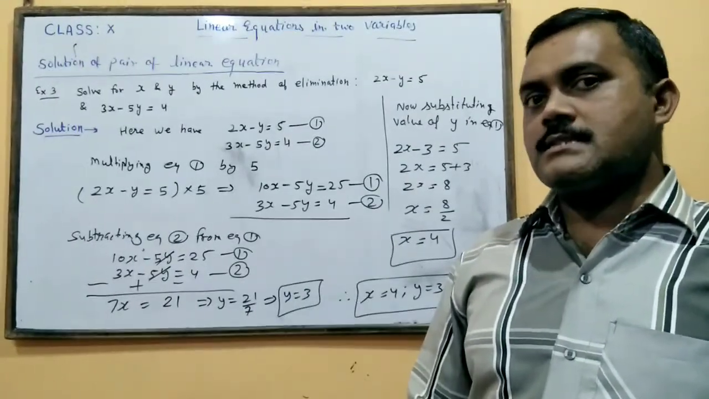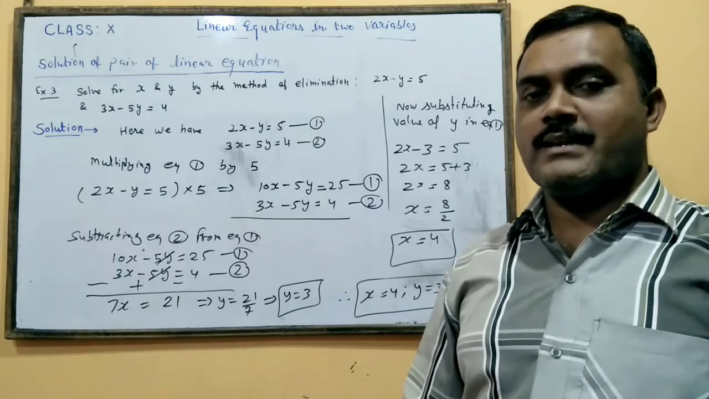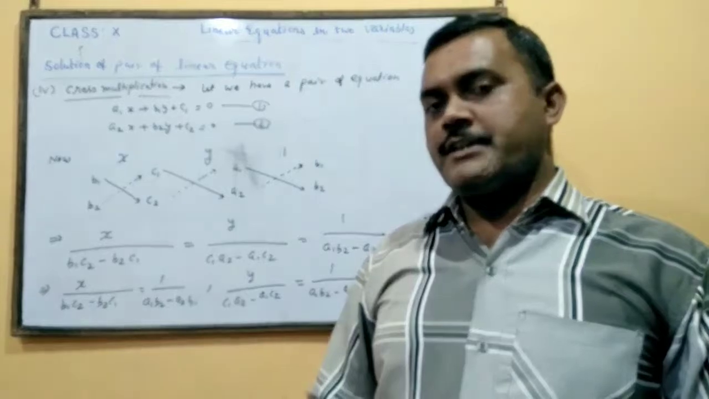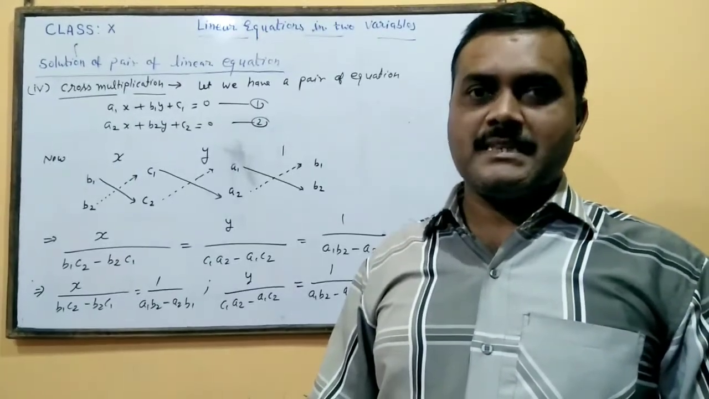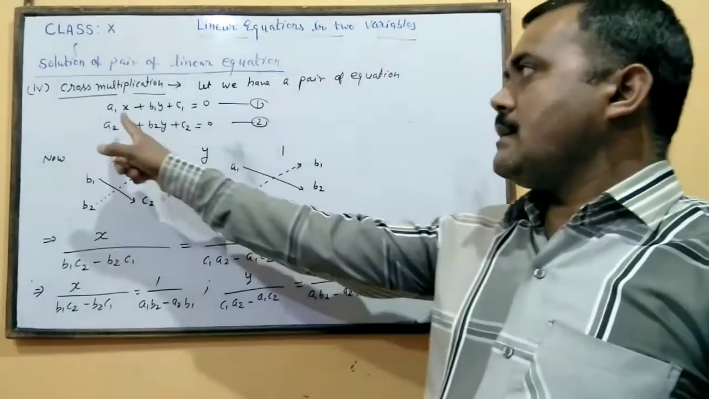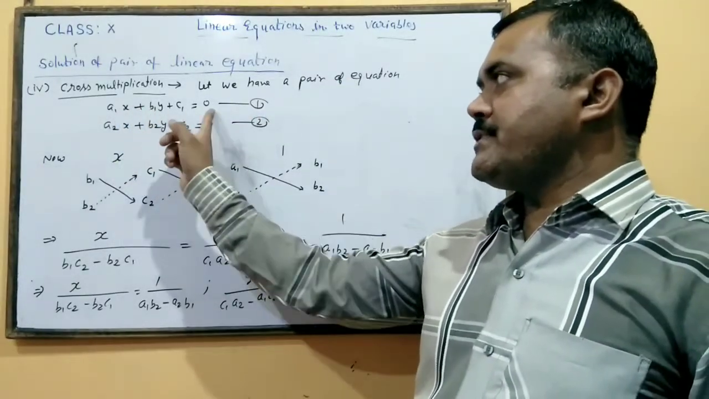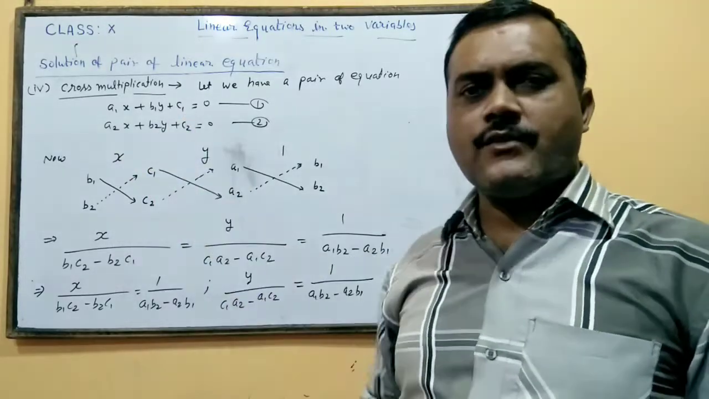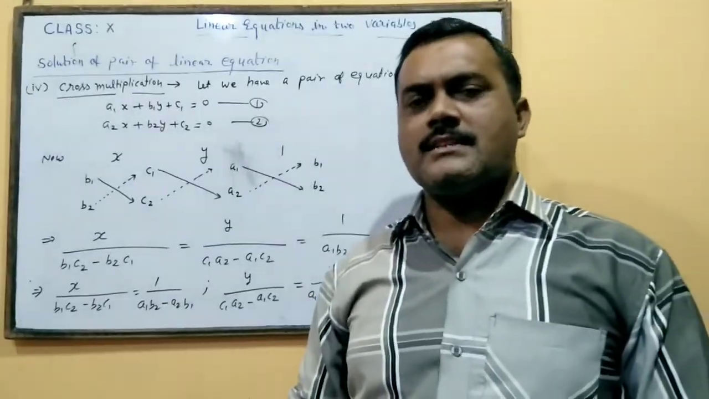Now we have, last but not the least, cross multiplication. Let us see what it is. So now we have the cross multiplication method. How to solve the question with this method? Let me tell you. Suppose you are given a pair of equations a1x plus b1y plus c1 is equal to 0 and a2x plus b2y plus c2 is equal to 0. This is the standard form which we have discussed earlier in 9th class also.